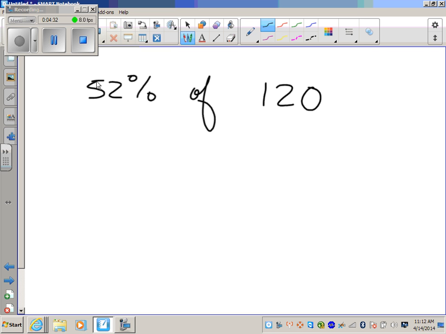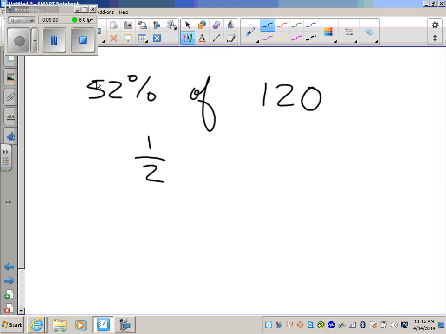52% of 120. Now, first thing you want to do is look at your chart. I don't have 52% on that chart, but what percent do I have on that chart that's really close to 52%? And what fraction was 50%? Half. Okay? So I'm going to use half, because that's the closest one to my 52.